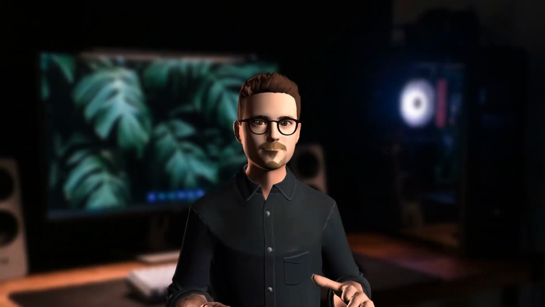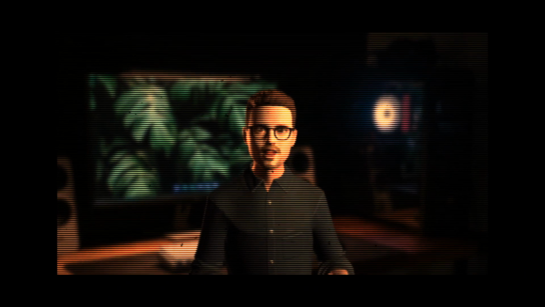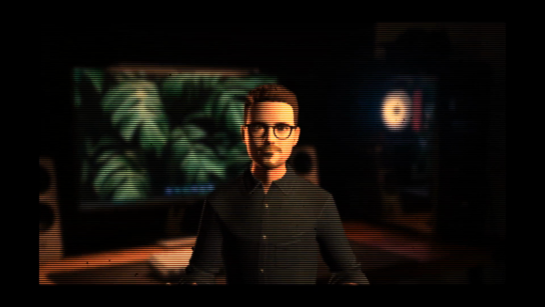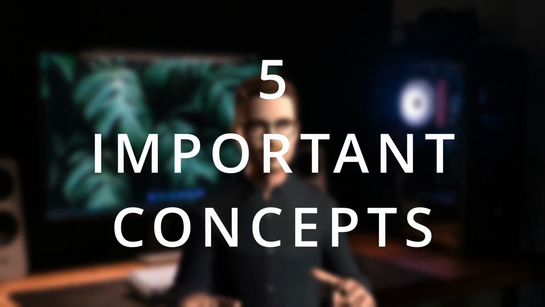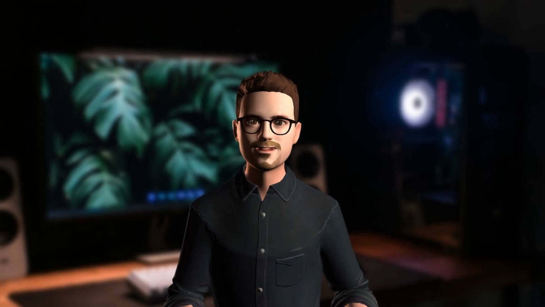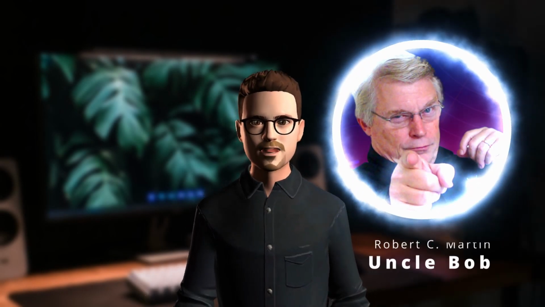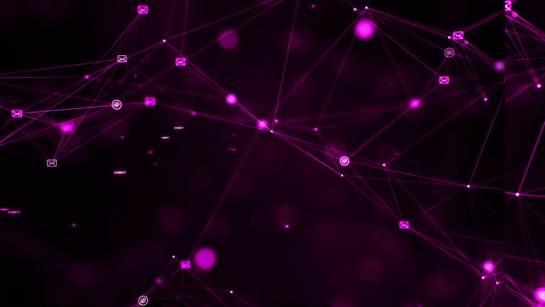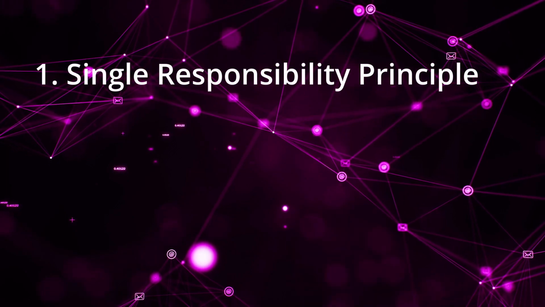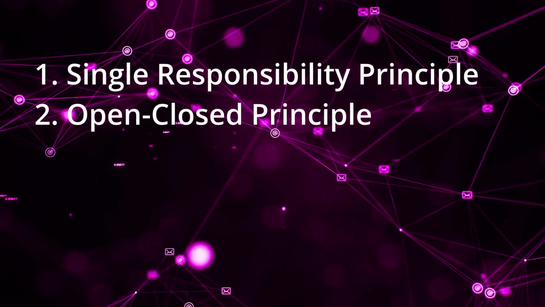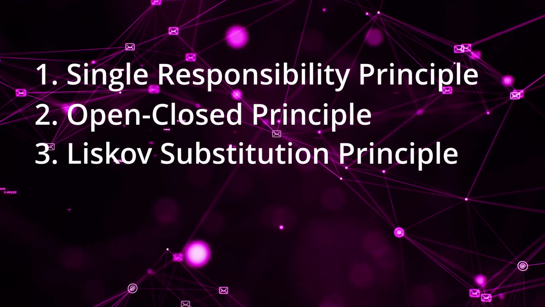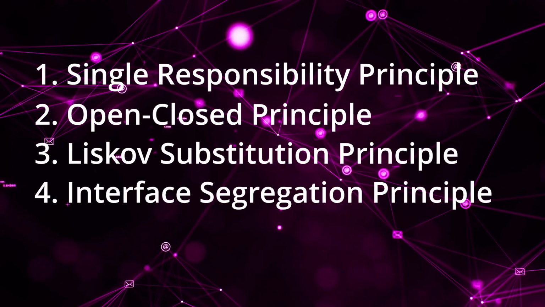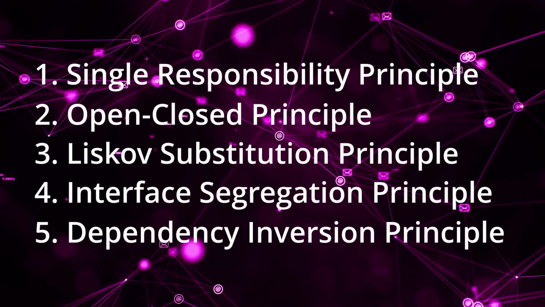Before we go into the principles themselves, let's take a step back and see why they're so significant in the programming world. SOLID stands for 5 important concepts that assist us in writing clean, manageable, and extendable code. Robert C. Martin, often known as Uncle Bob, proposed these ideas, which have since become a cornerstone in current software development processes. These principles are Single Responsibility Principle, Open-Closed Principle, Liskov Substitution Principle, Interface Segregation Principle, Dependency Inversion Principle.